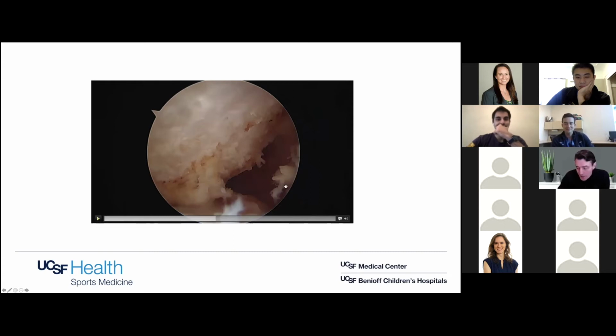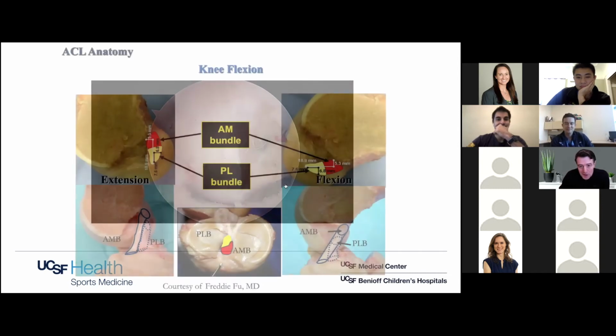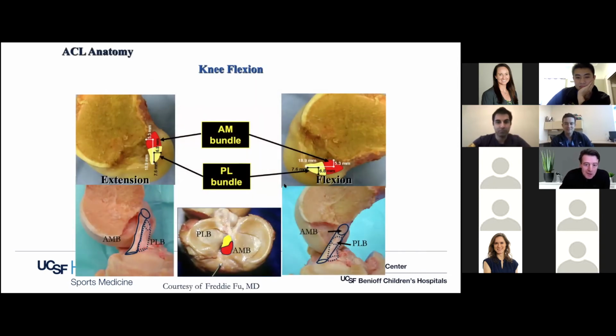So these are just examples of what we see, and I think these concepts are pretty well described already. You should be pretty familiar with them, where the bundles attach, and this is your target zone here. But one of the key things to remember is that this is the description and the anatomy when you look at it on the screen of the knee in extension.